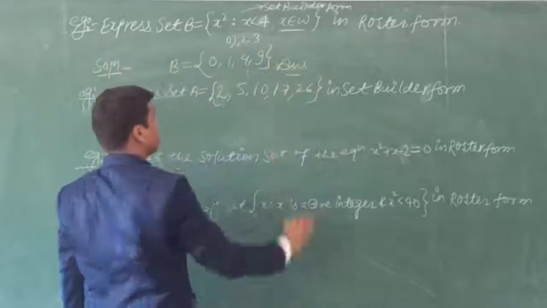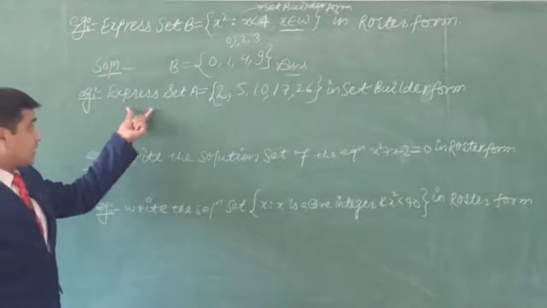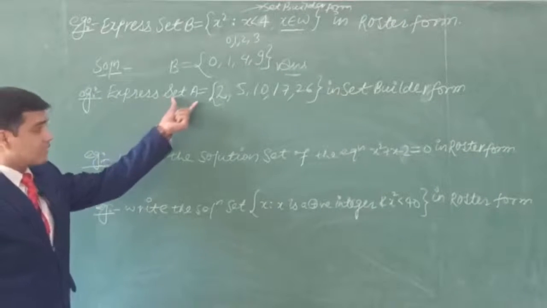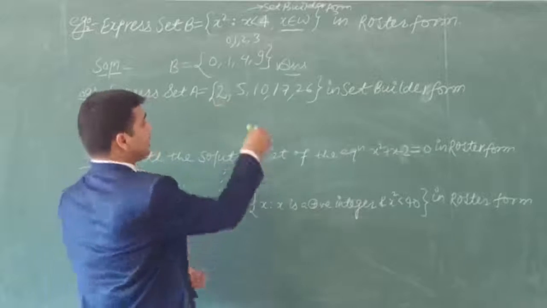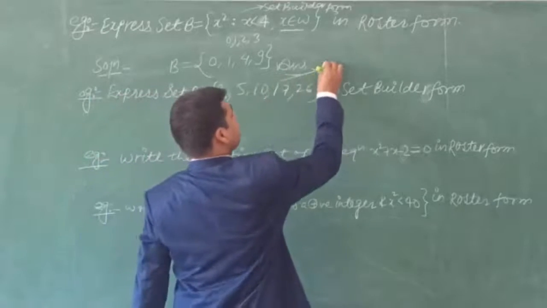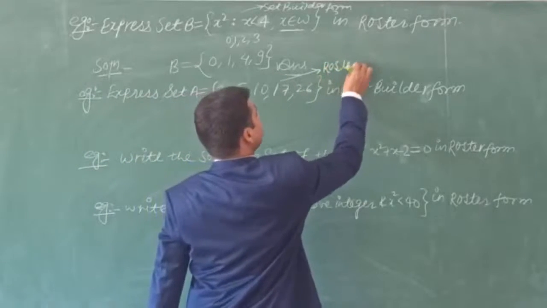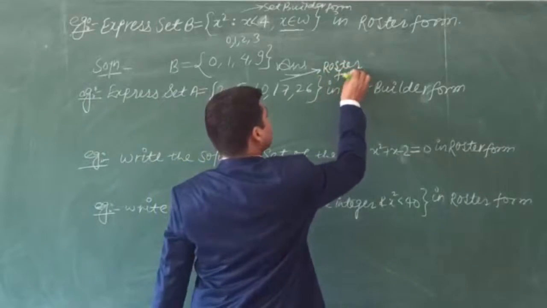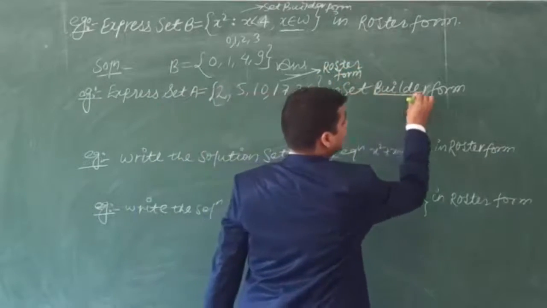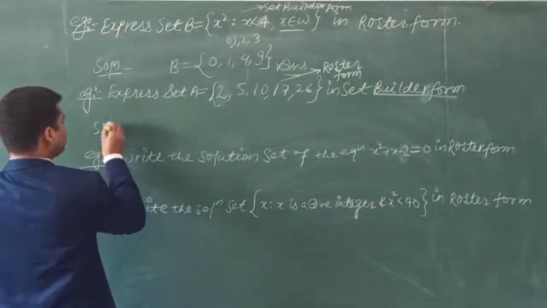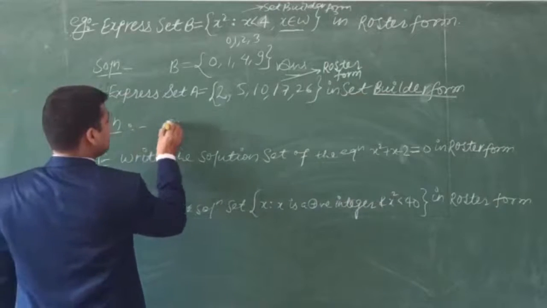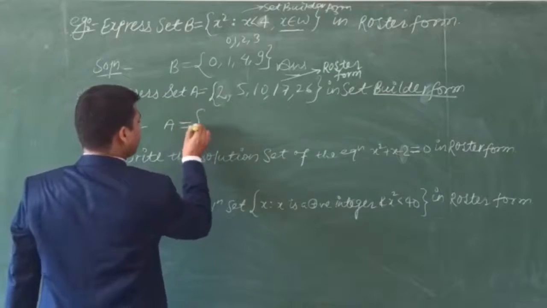In the same way, next example: express set A. This one is given with numerical values, which means it is in roster form. Numerical values are given, it means roster form. Now we need to convert it to set builder form. So it's very easy. See this here. What we will do here, set A. Now see how to write the property.